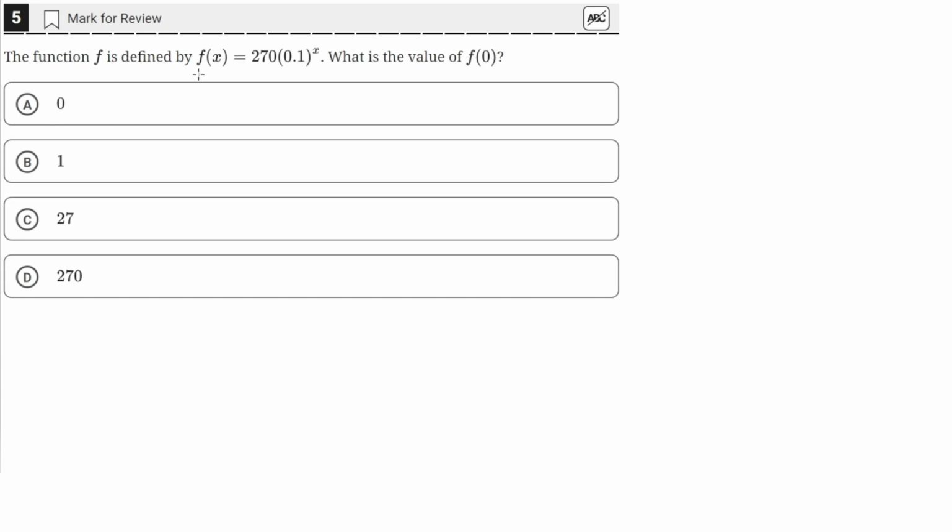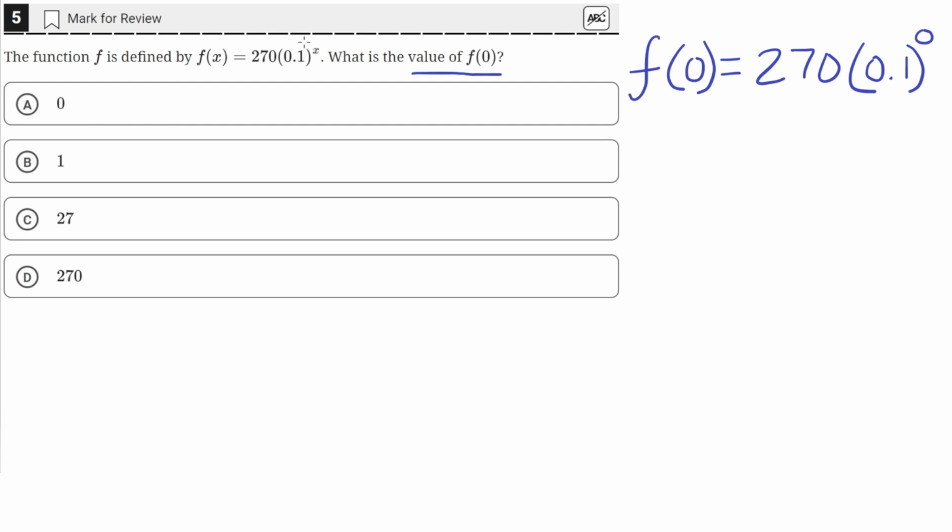The function f is defined by f of x equals 270 times 0.1 raised to the x. What is the value of f of 0? Okay, so f of 0 is just the value of f of x when x is equal to 0. So we'll just plug in 0 for x. So we want to find the value of f of 0. We'll plug in the value of x equals 0 into the equation.